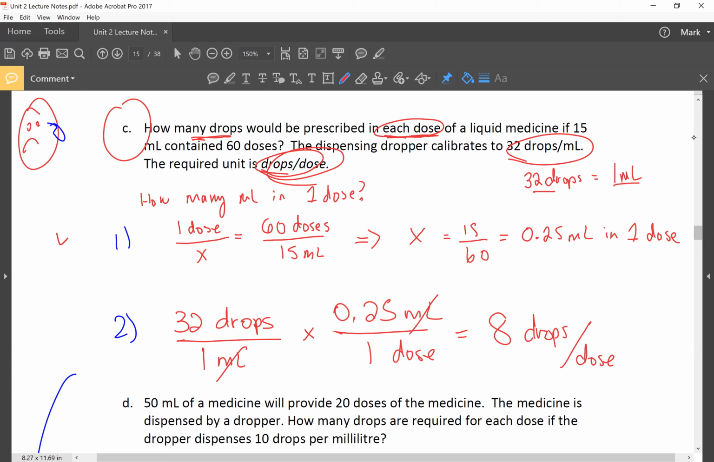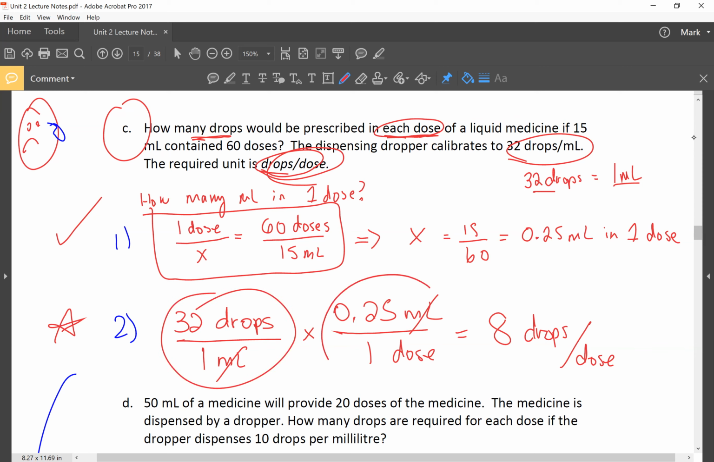Part one is pretty easy, right? How many milliliters are in one dose? We've been doing this proportion all day today. This one is a little tricky because I'm looking for drops per dose. So I know that there's 32 drops in 1 milliliter, and that there's 0.25 milliliters in one dose. So the answer is 8 drops per dose. Pretty tricky.